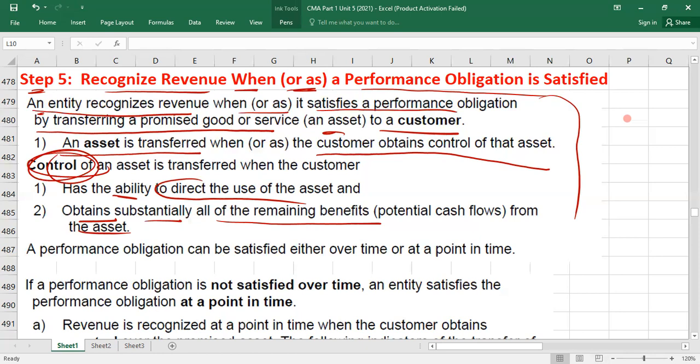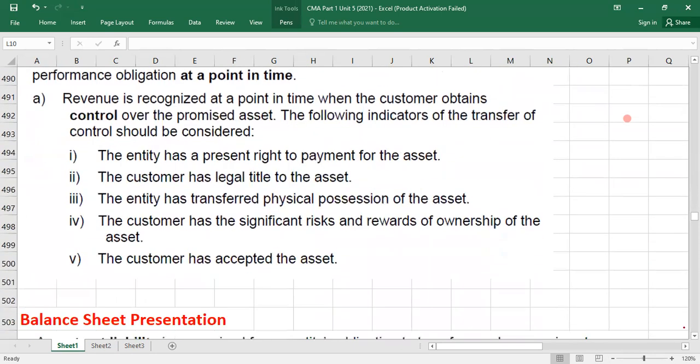And what indications are there? These are indications that control has passed to the customer. Number one, the entity has a present right to payment for the asset. I sold you the laptop, now I have a right to receive the money. It means the asset is delivered and it gives me the right to receive money. When we have a right to receive the money, it means control is passed. I'm not saying 100%, we will assume that control is passed.